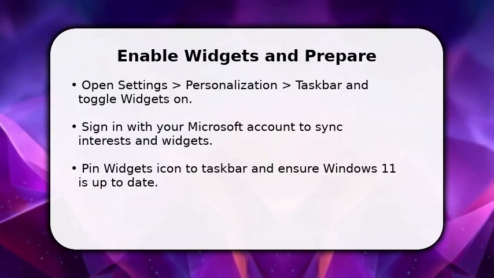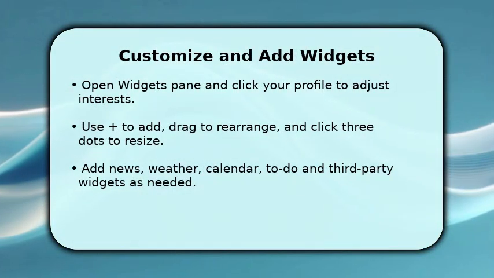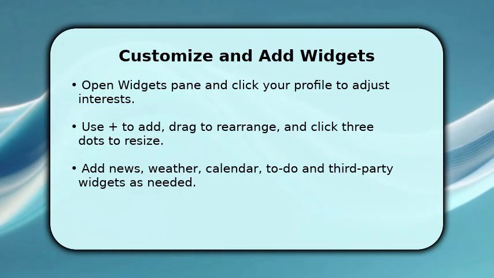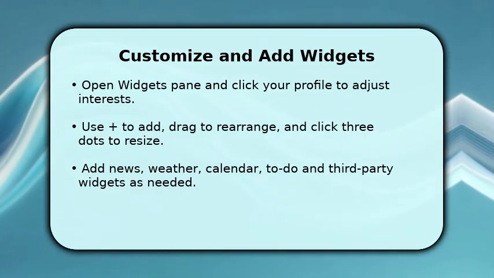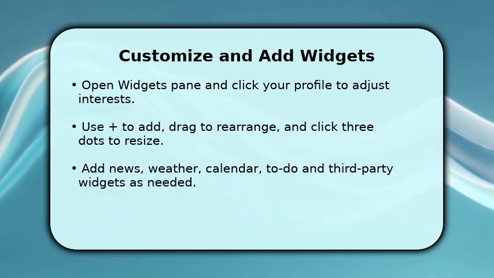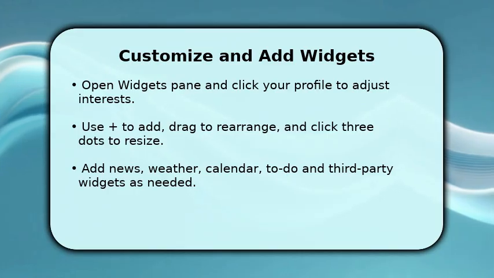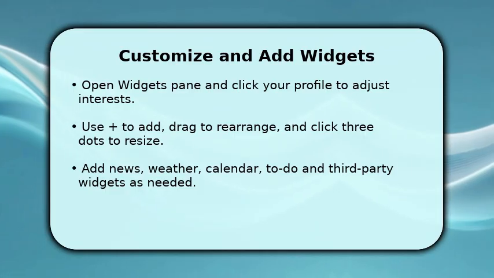Make sure Windows is up to date so widgets run smoothly, and you'll open the widgets pane by clicking the taskbar icon. You'll see the feed and a plus to add widgets. Click your profile to manage interests so the feed shows relevant stories. Once set, use the Add menu to place weather, calendar, tasks, and third-party widgets.